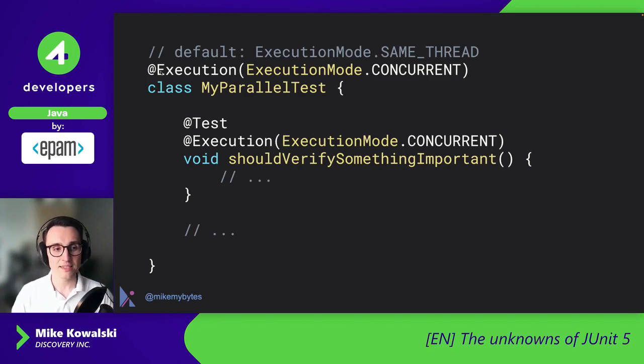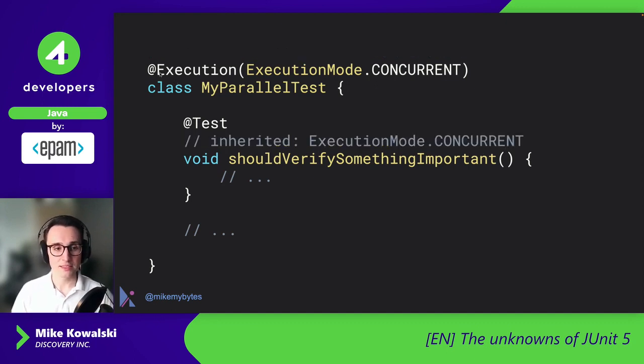So there is a dedicated Execution annotation, and this annotation could be applied on both test class and test case level. What it does, it allows us to change the execution mode of this particular node in the test tree. So what does it mean? By default, all of the things that we run are being run on the same thread. However, once we put @Execution on the test case level with execution mode concurrent, this test will now run concurrently to the rest of the stuff.